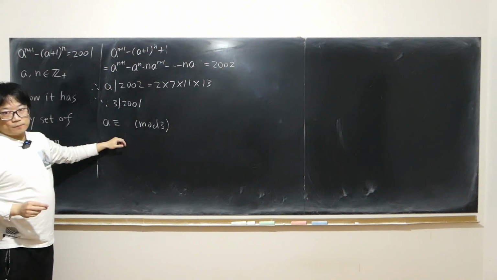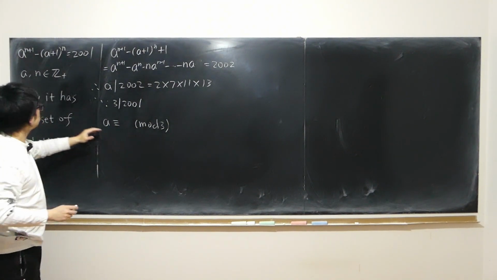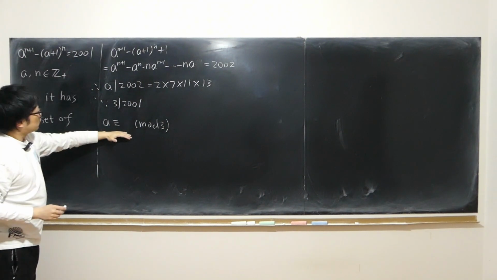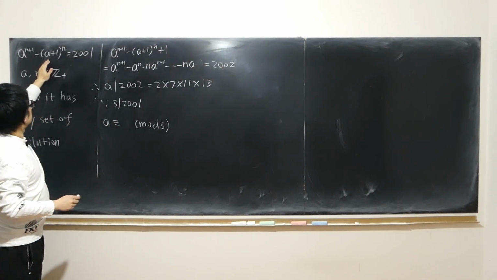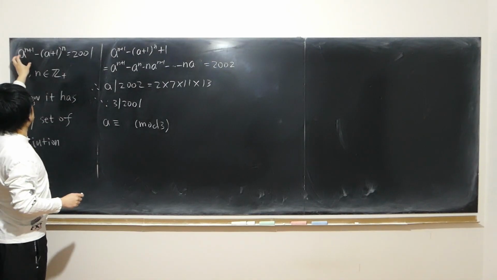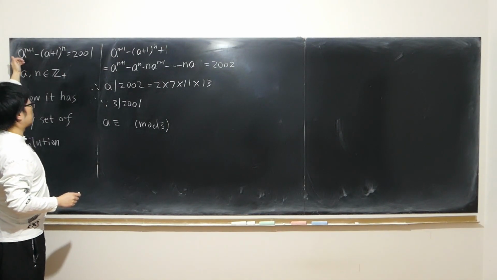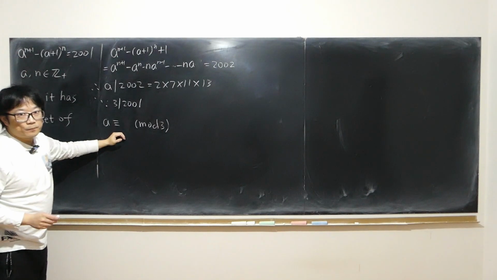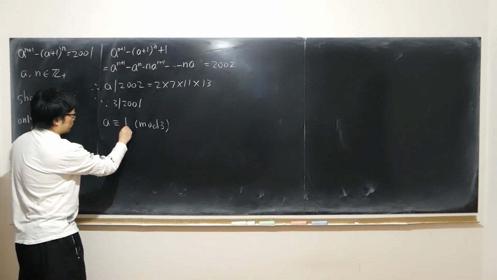For the same reason, the remainder cannot be 2, because then a plus 1 is definitely divisible by 3. Right? So is this term. So this term has to be divisible by 3, which is impossible. So the only possibility is 1.